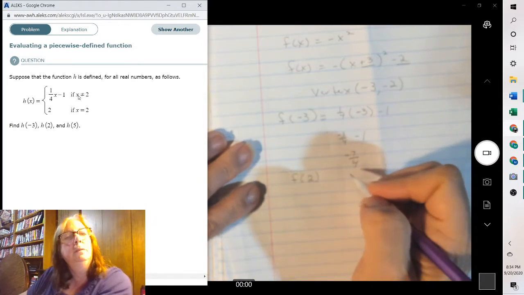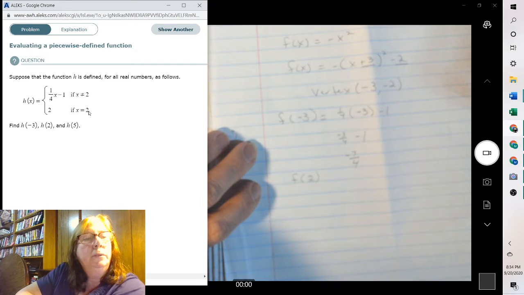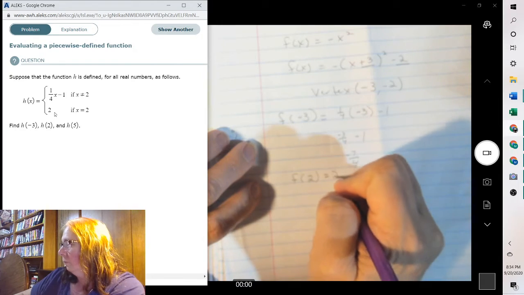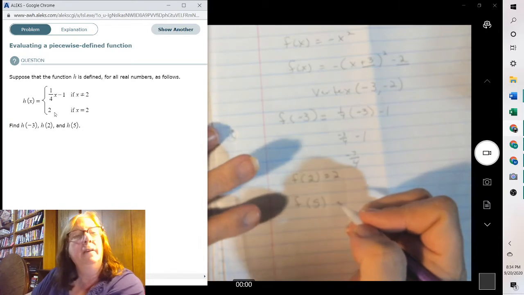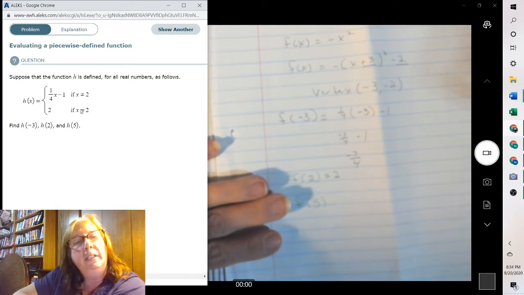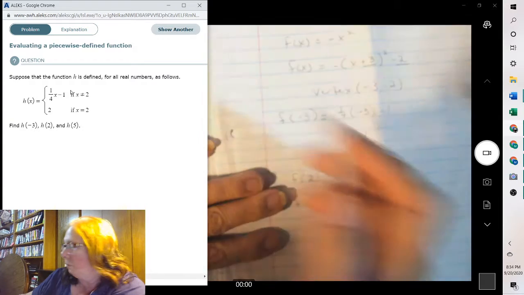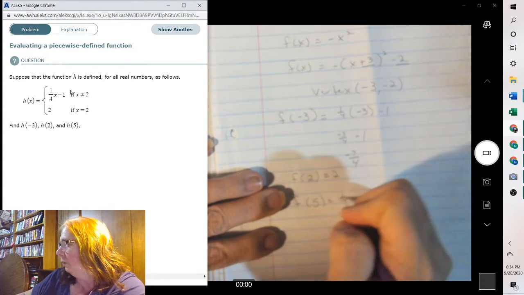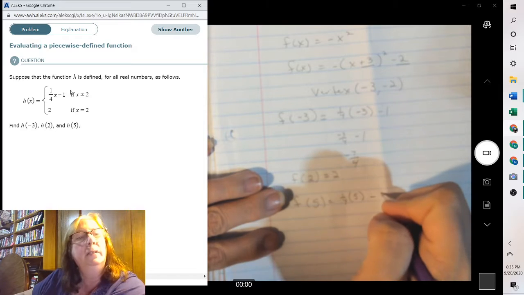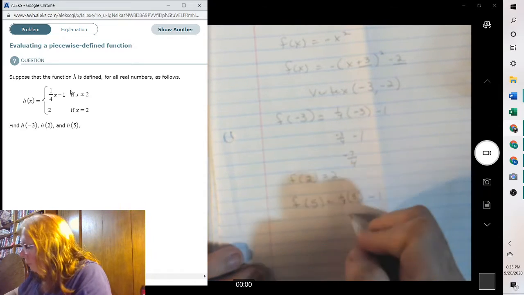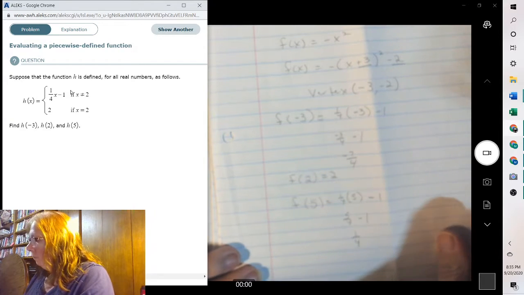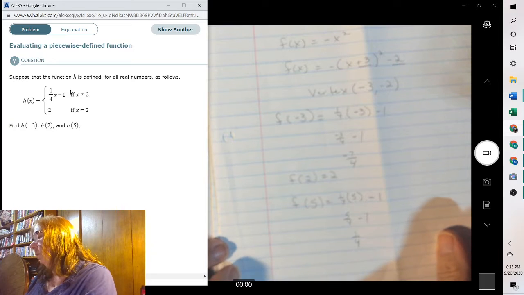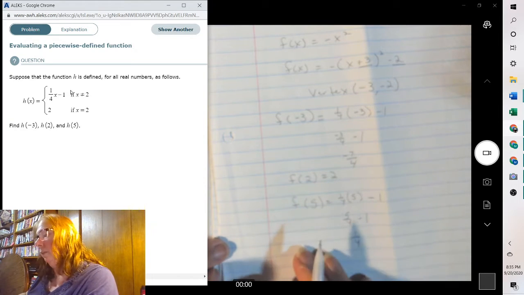F of 2 equals 2, and so your answer is 2. And then f of 5, again 5 does not equal 2, so it's this one. 1/4 times 5 minus 1. And 1/4 times 5 is 5/4 minus 1 is 1/4. And so that's all that's to those ones. Just see where it goes and then plug it in.